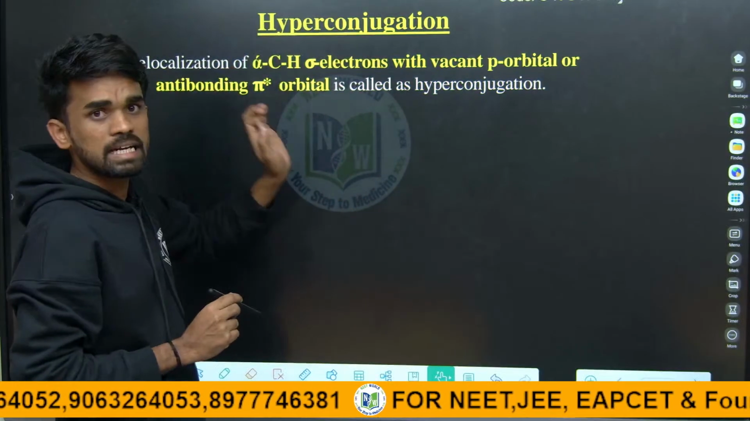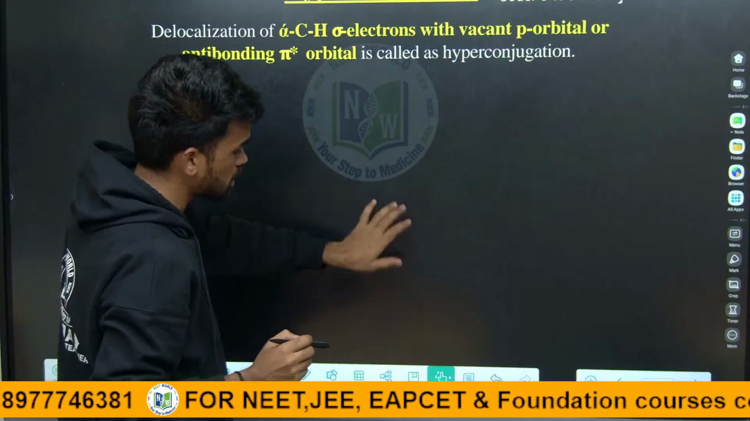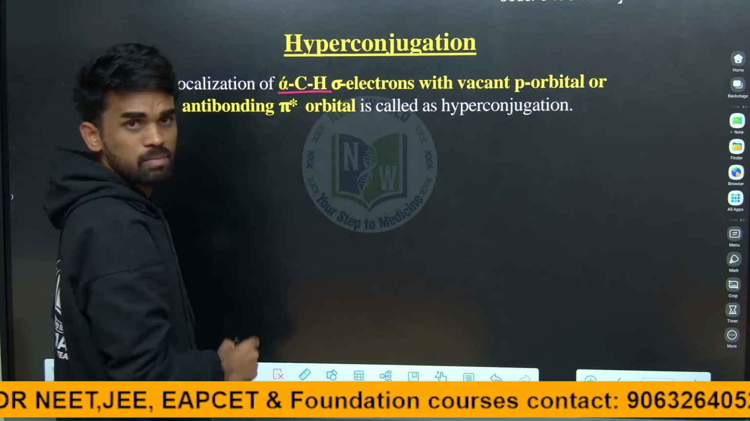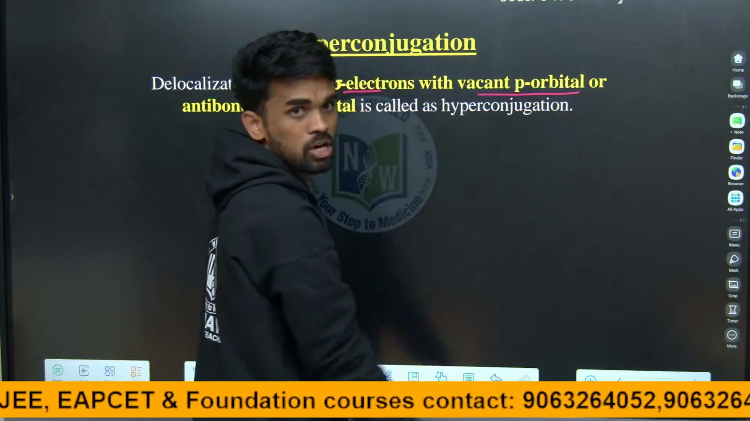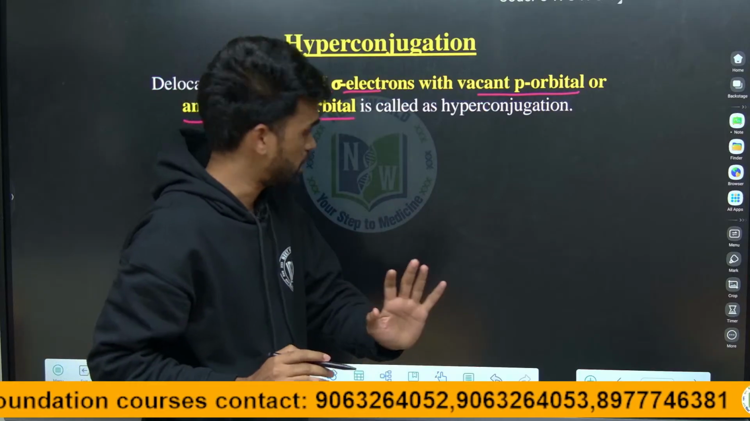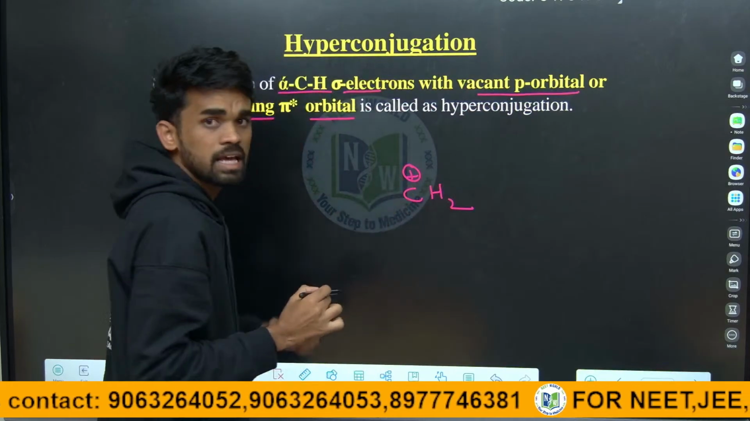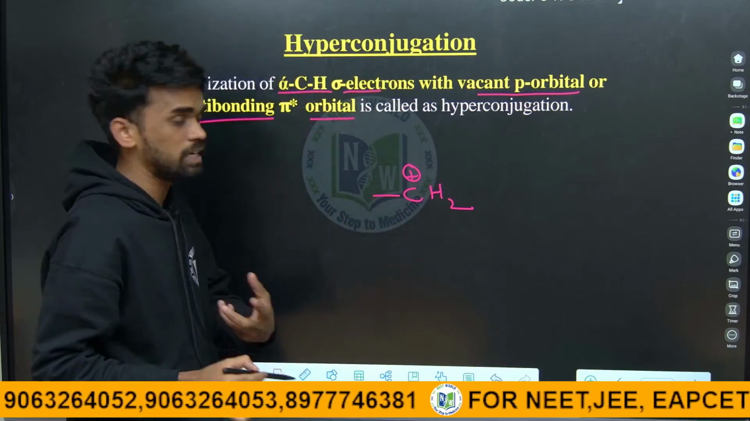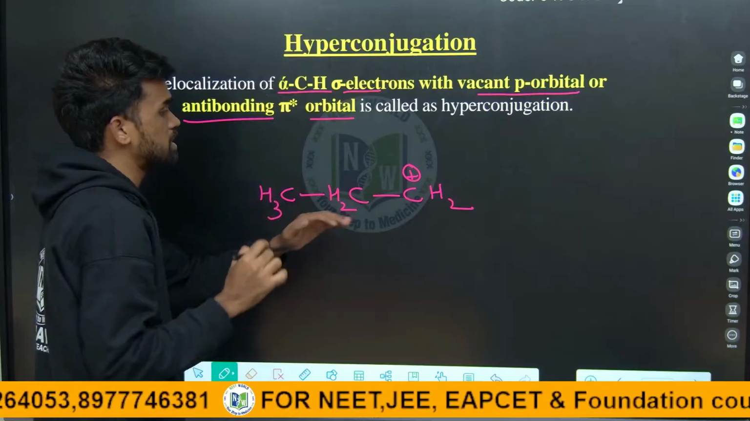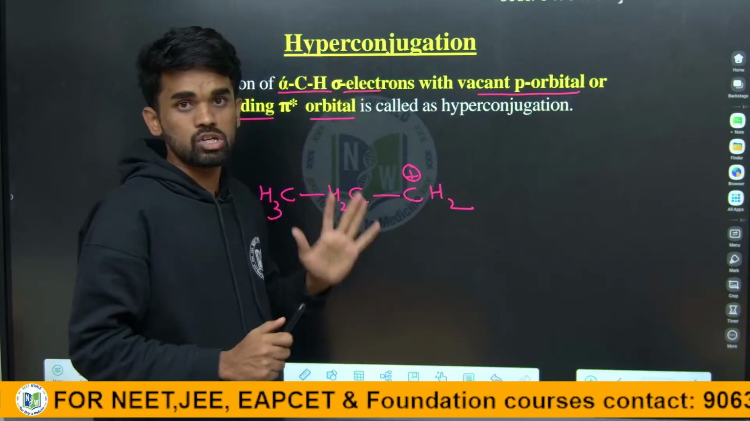So what exactly is hyperconjugation? Just look here. It is a delocalization of sigma electrons. It is a delocalization of alpha C-H sigma electrons with the vacant p orbital or the anti-bonding pi orbital of something like alkenes. For example, let us say I have a carbocation. We know carbocations are electron deficient, and they are the reactive intermediates that may form in chemical reactions, right? Now let us say this is the carbocation I have given. How this carbocation is stabilized by hyperconjugation we will be seeing here.